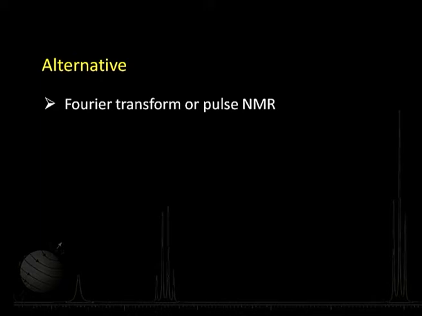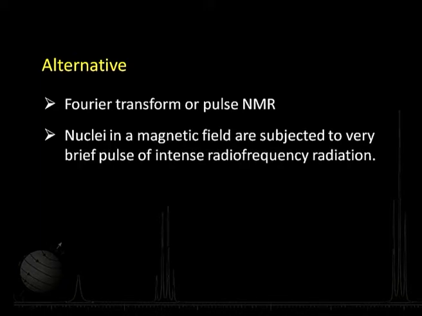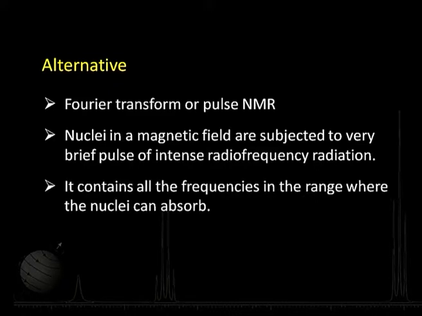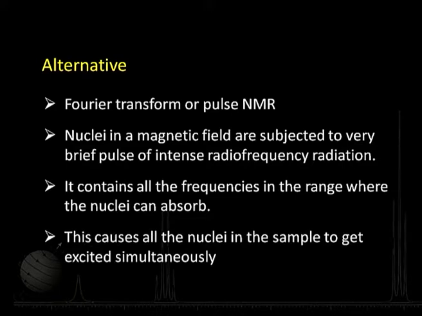What we do here is, we take the sample and put it into a magnetic field, and everything is happening the way it was happening earlier. But now, instead of tuning my radio frequency, I give a pulse of radio frequency. A pulse is basically a kind of packet, and that pulse contains all the radio frequencies in one go. Okay. Since it contains all the frequencies in the range, all the nuclei in the sample will get simultaneously excited.